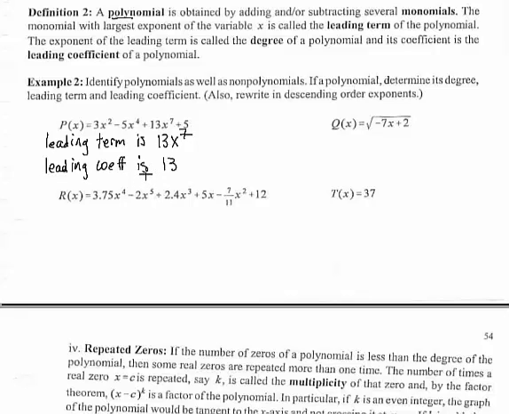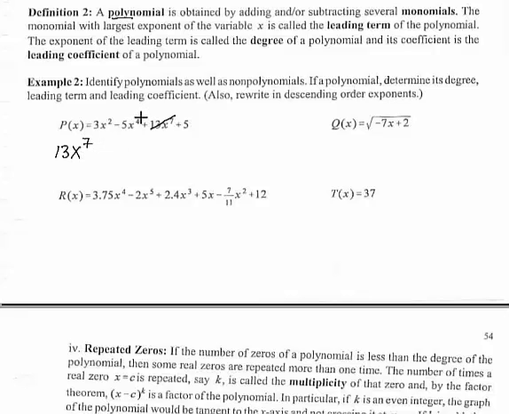Now it says we want to write polynomials in descending order, meaning that we start with the highest exponent and work our way backwards, listing all of the other terms. So the first one, the highest exponent term, 13x to the 7th. I'll strike these out as we write them down.